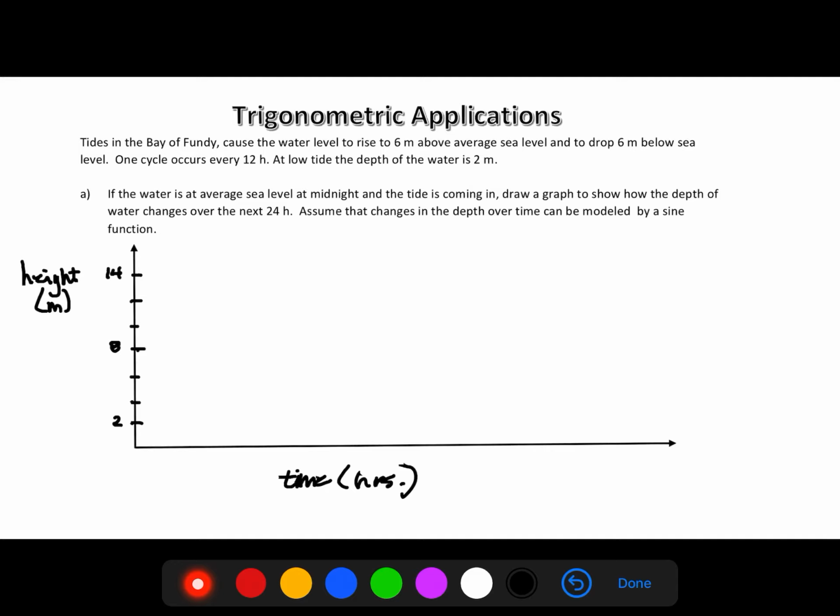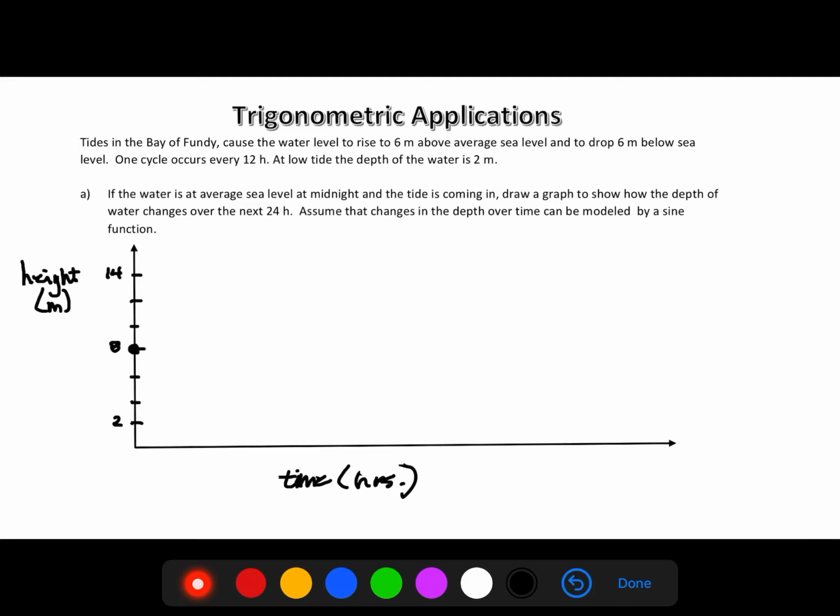The middle is 6 meters above that. The maximum is 6 meters above that. Now, we want to draw 2 cycles of this. So the water is at average sea level at midnight, and the tide is coming in, meaning it's going to get deeper. So we know that at midnight, it's at 8 meters. It's at the middle. Now we're going to draw our graph.